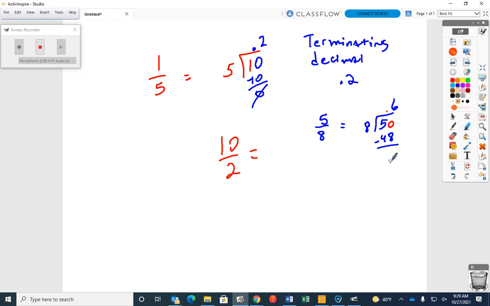Why? Because I still have a what down here? I still have a 2. This is not a 0. So 8 can't go into 2, but I can make 2 bigger, right, by adding what? Another 0. Okay, bring that down.